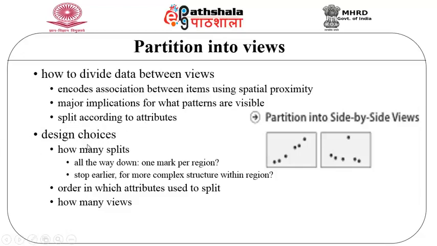There are various design choices. Some of the design choices are how many splits do we need to make. This depends on whether it is one mark per region or it is for more complex structure within a region. We also need to look at the order in which the attributes are used to split and how many views are we going to show.